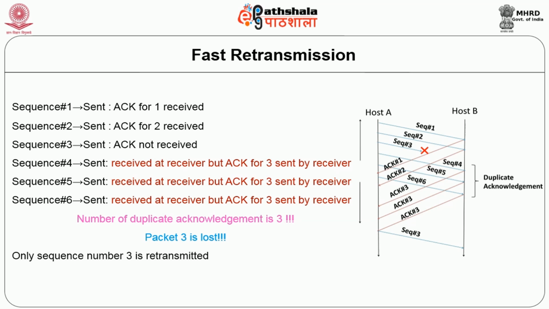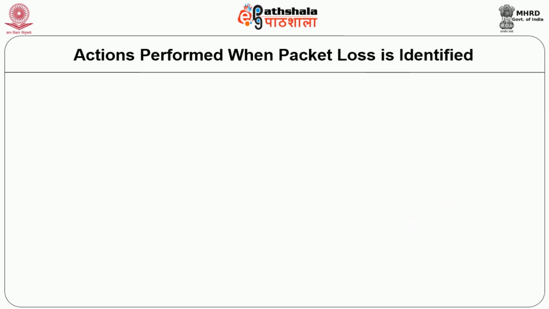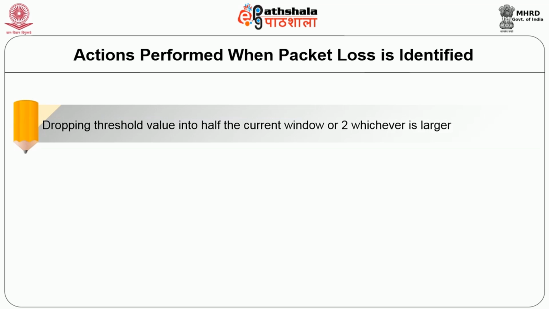So up to now we have seen that TCP performs slow start and then it performs congestion avoidance, in which it increases the window size linearly until a packet loss has been identified. So what does it do in the case of packet loss? TCP reacts to any packet loss by dropping the threshold value to half the current window, or to 2, whichever is larger. That is, the threshold value is dropped to half the current threshold value, or if it is less than 2, then the threshold value will be set to 2.